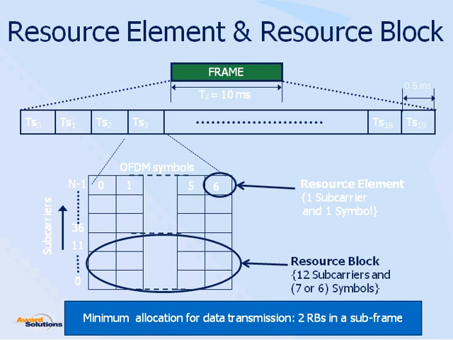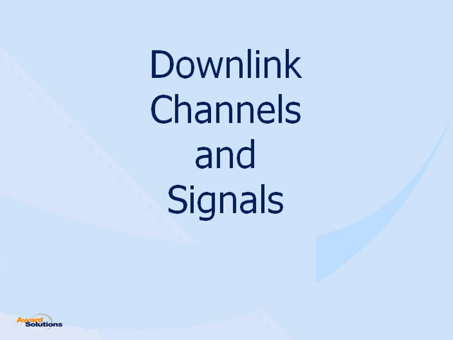Okay. So, back to the presentation. We have basically discussed the timing structure and the types of channels, logical, transport, physical, that we have. And now we are ready to take a look at the types of channels and the signals we have in the downlink. Once we are done with the downlink, then we will discuss what exists in the uplink. So first, downlink.